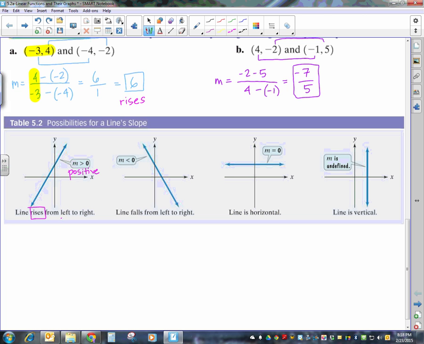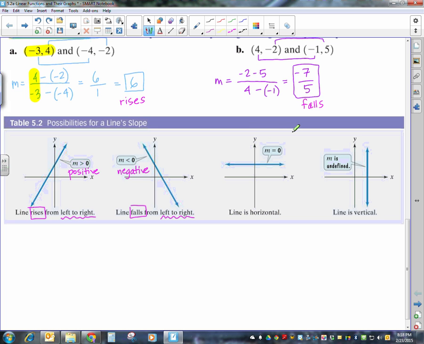You're always looking at it from left to right. So you start on the left and you go up, which is a positive slope, so we rise. If my slope is less than 0, that is a negative number. Again, looking at it from left to right, it falls. So when I graph this eventually, we know that it will be falling.